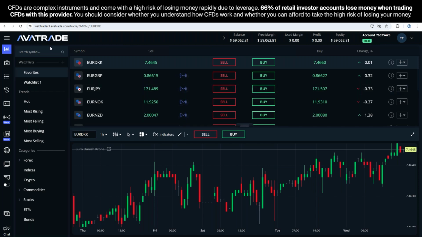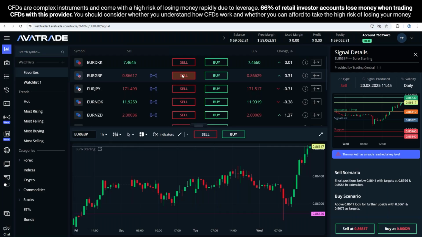So if we take a look then at a Euro GBP pairing, which we have a live signal on right now coming from Trading Central, if we click on that signal, we'll see what the technical breakdown is from Trading Central. Not surprisingly, it's a sell signal.